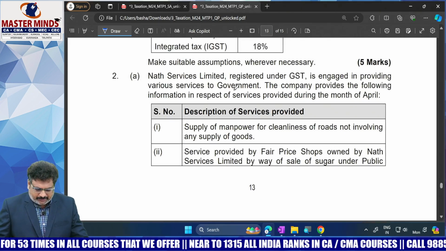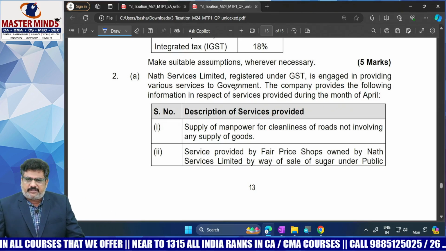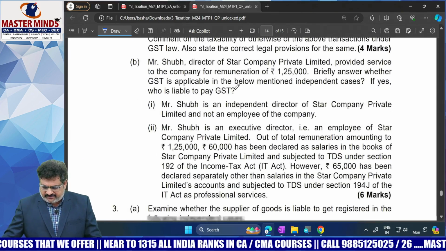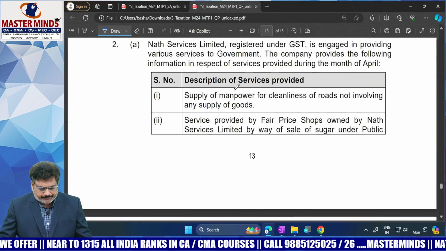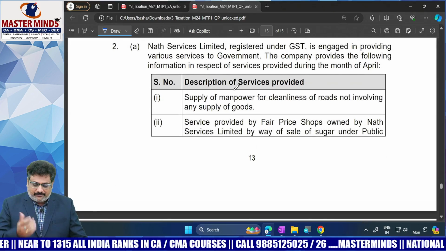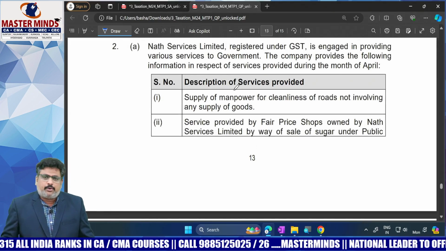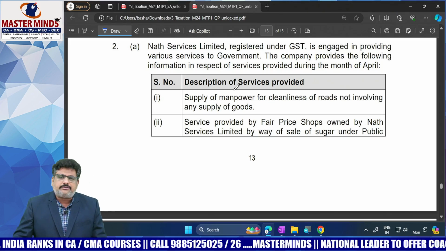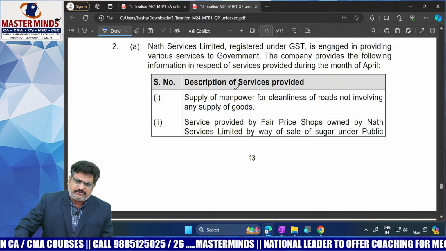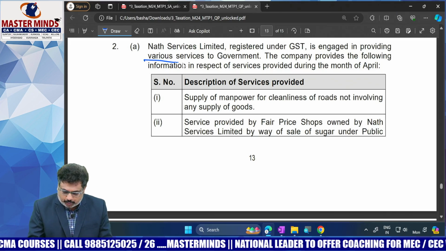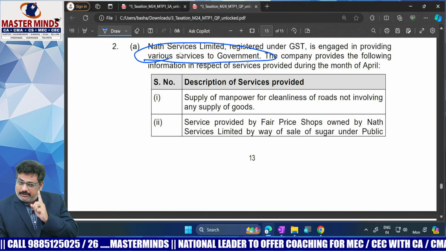And see the second question. The second question is in 6 plus 4 format: 2A for 6 marks, 2A for 4 and 2B for 6 marks here. North Services Limited, registered under GST, is engaged in providing various services to the government. The company provides the following information in respect of services. Here, various services to government means services provided to government are more important.